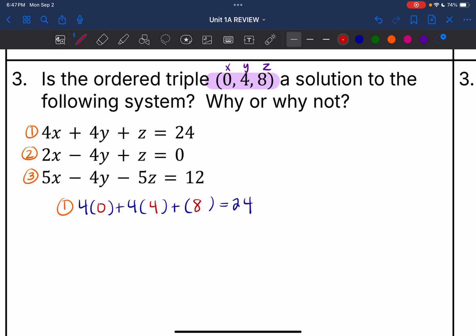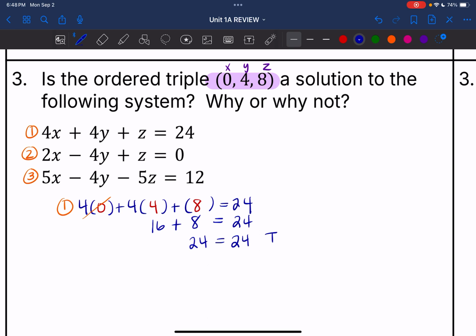So the good thing about x being 0 in this case is that means that first little portion I don't even need to do, because 4 times 0 is 0. So I have left 16 plus 8, and if I'm doing my math right, that does equal 24. So this is a true statement. I'm going to write T next to it. That's true.